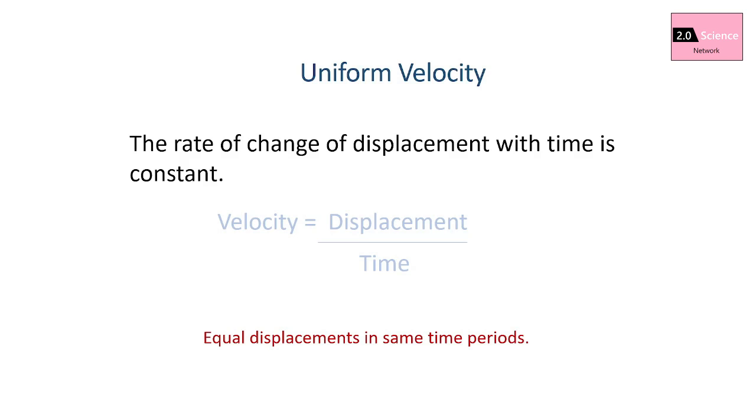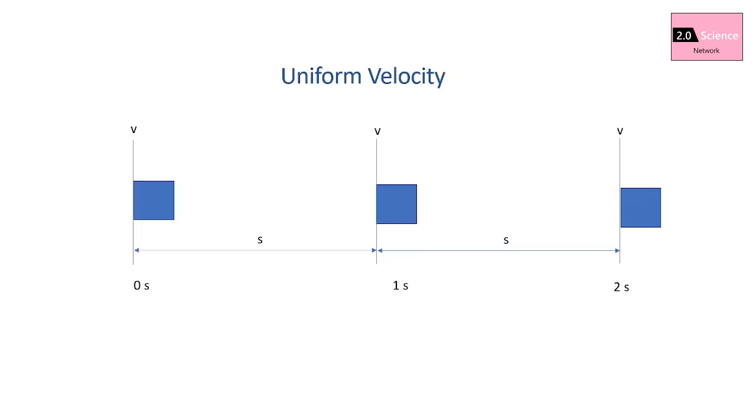Uniform velocity. It is obtained when the rate of change of displacement with time is constant. When a body travels equal directional displacements in equal time intervals, it is a uniform motion. In this example, the rectangular body moves equal displacements in all 1 second time periods, so that body has a uniform velocity.